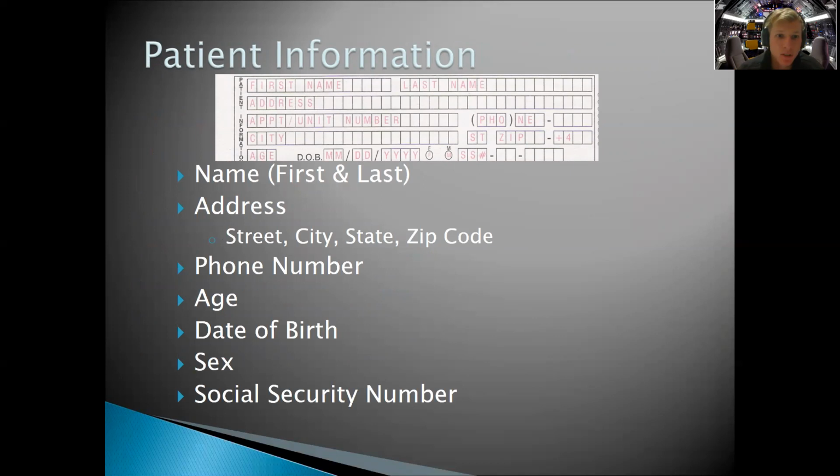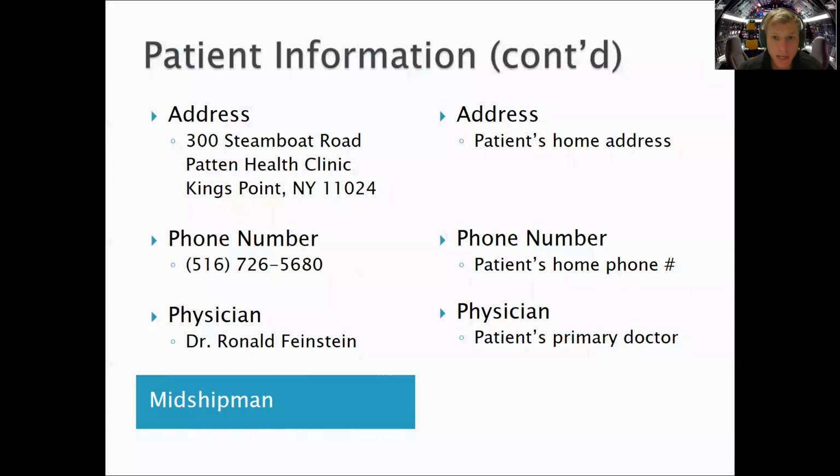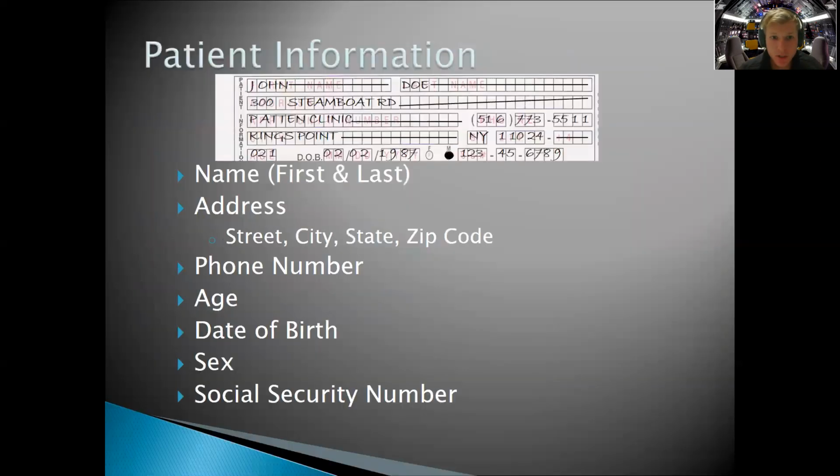Patient information, name, first and last, address, typically 300 Steamboat Road, and everything that goes with that. Here is the information, and here it is filled out. See how in the example, all of the boxes are either filled in with a 0 or have lines through them. This is important so no one can go back and write any misinformation in your PCR.